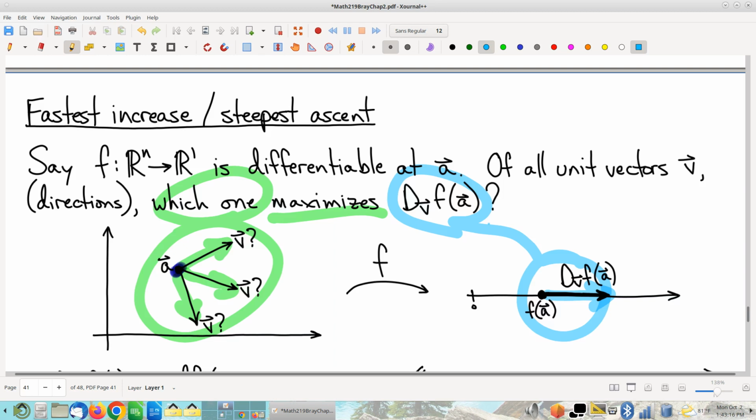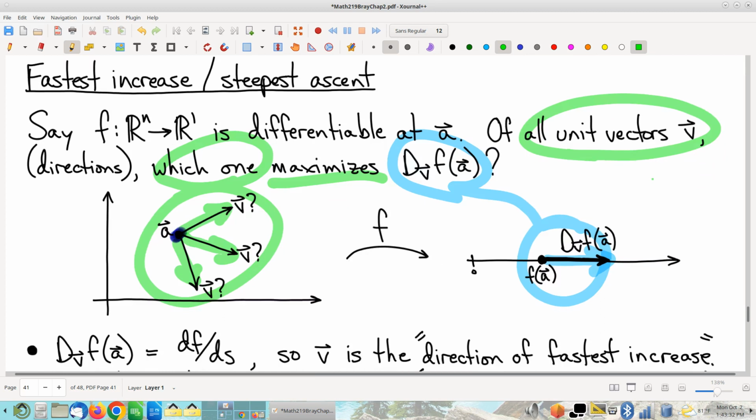And so specifically then, we're going to restrict our question just to unit vectors representing directions, and then once I find the right unit vector, then of course I'll run as fast as I can in that direction. Okay. All right, does everybody see the question?